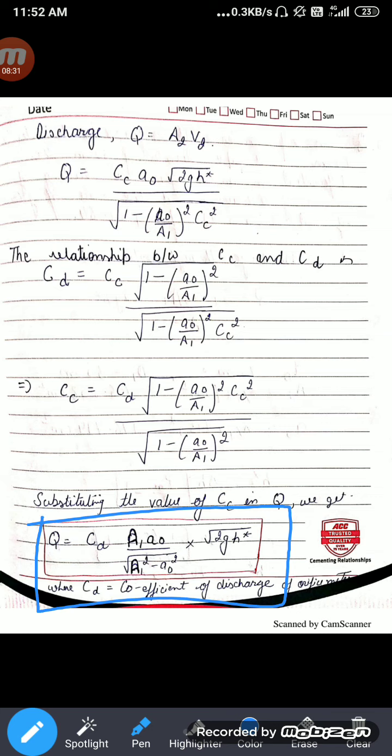In terms of coefficient of discharge, it is equal to CD A1 A0 upon under root of A1 square minus A0 square into 2g h star. What is h star? That is the differential head, or you can also write it as h1 star minus h2 star. The CD is the coefficient of discharge of the orifice meter.